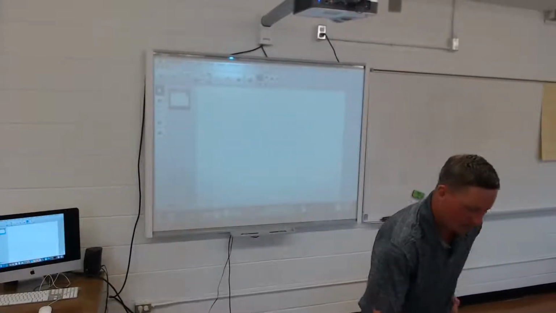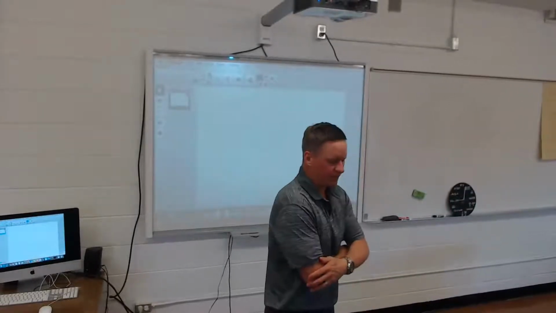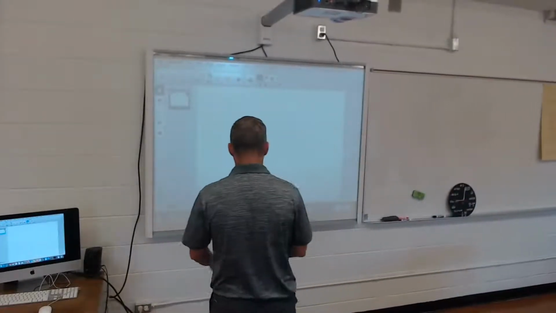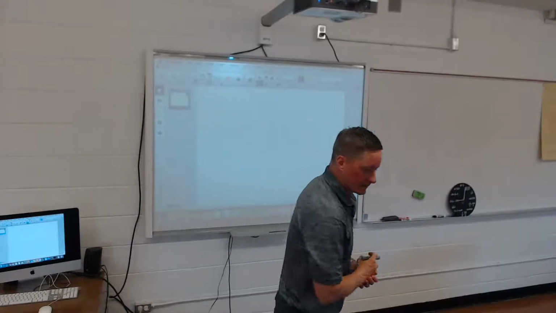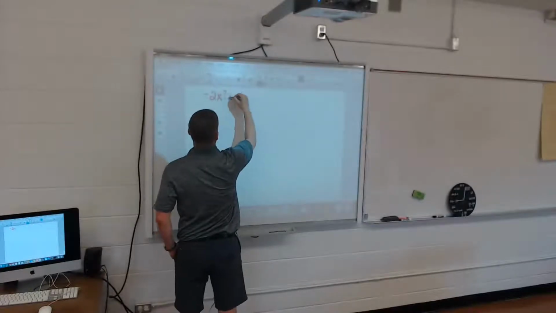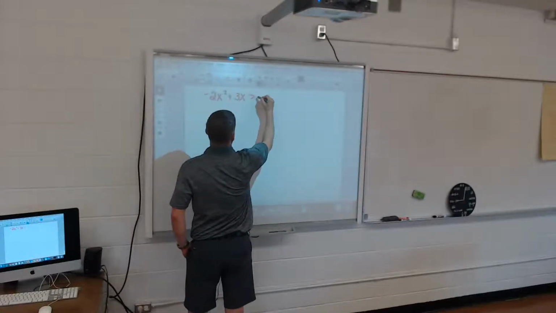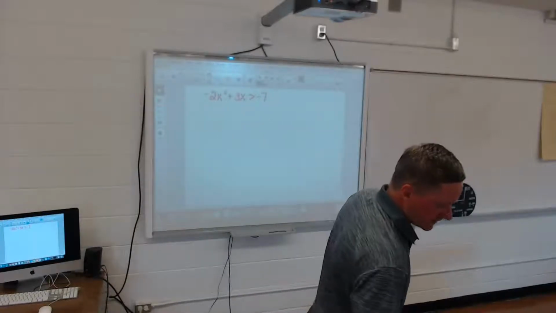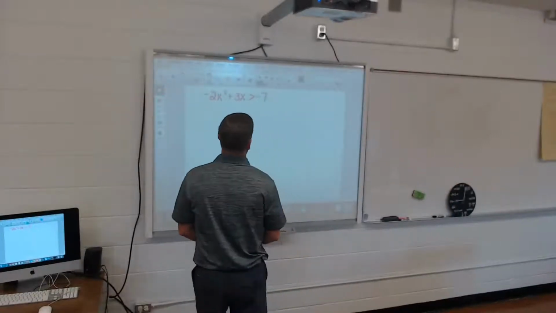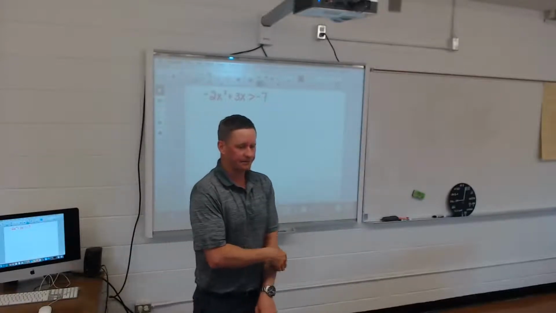Okay. So while Aaron's looking that up, I'm going to look at question 5 on page 403. So I have minus 2x squared plus 3x greater than minus 7. And it wants us to graph this.